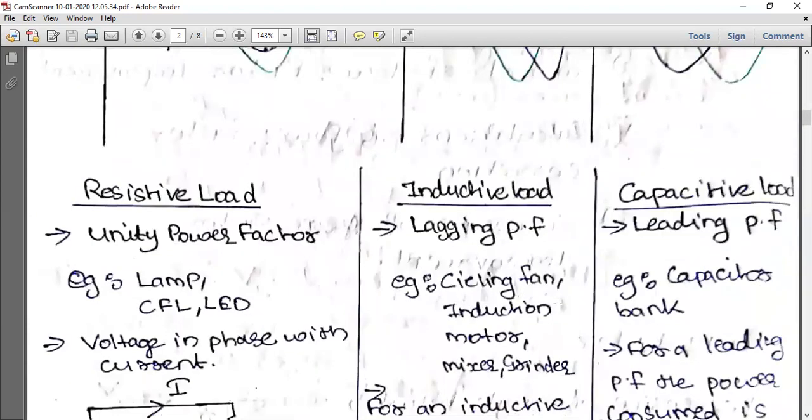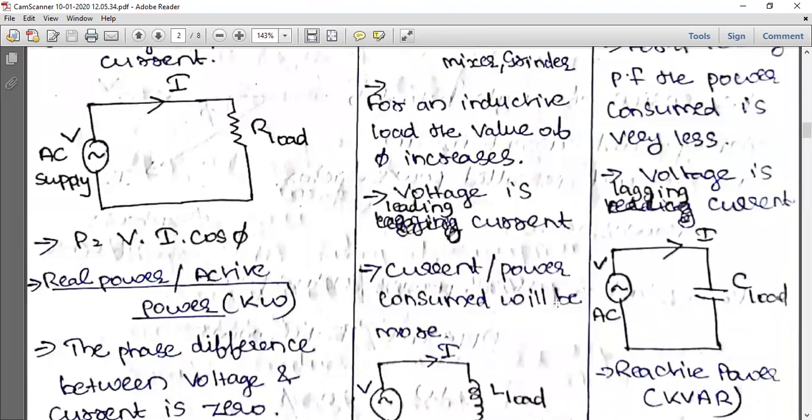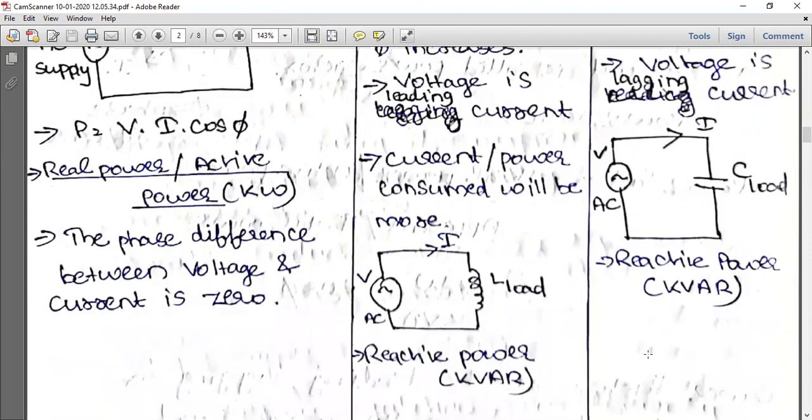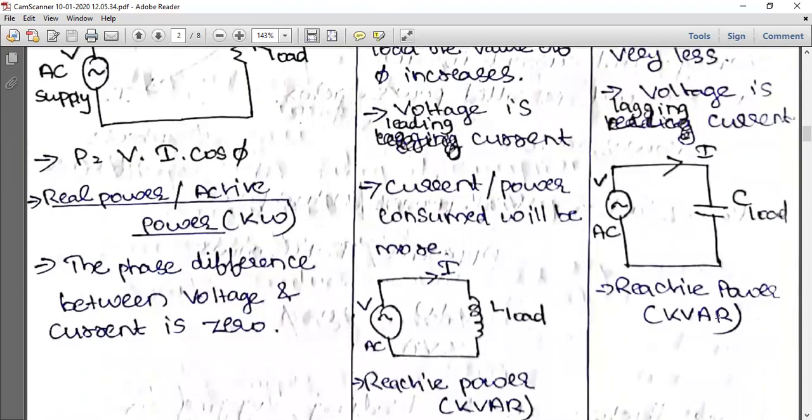And what in case of an inductive load? Inductive load, the current consumed is very more. That's why it is very undesirable. And this is the diagram. Here we have the concept of reactive power. If the load is not resistive, reactive power, that is denoted by Q, kVAR, volt ampere reactive, comes into effect. So this is actually for capacitive load.